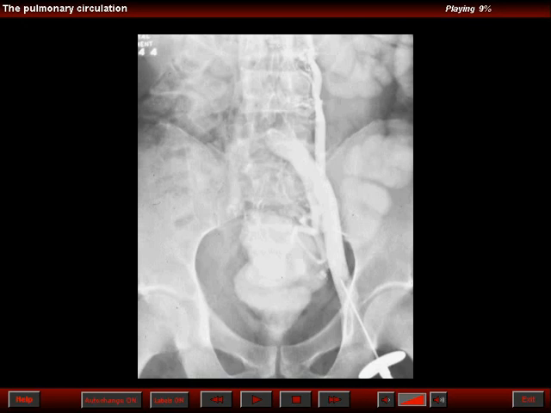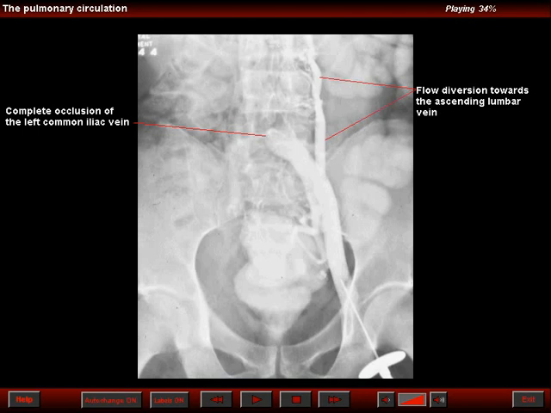This is another example of complete occlusion of the left common iliac vein and flow diversion towards the ascending lumbar vein. Here is a case that shows also a technical error. The tip of the cannula should be below the iliopectineal line at the level of the femoral triangle in the thigh, not at the level of the pelvis.